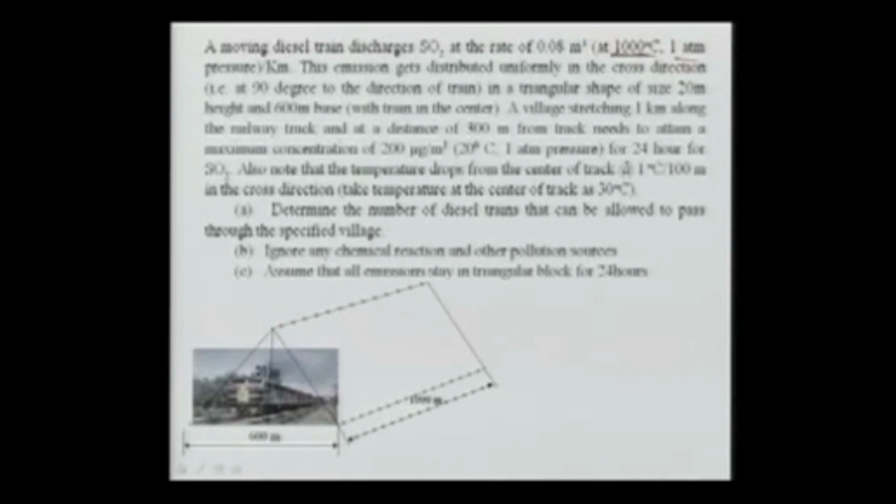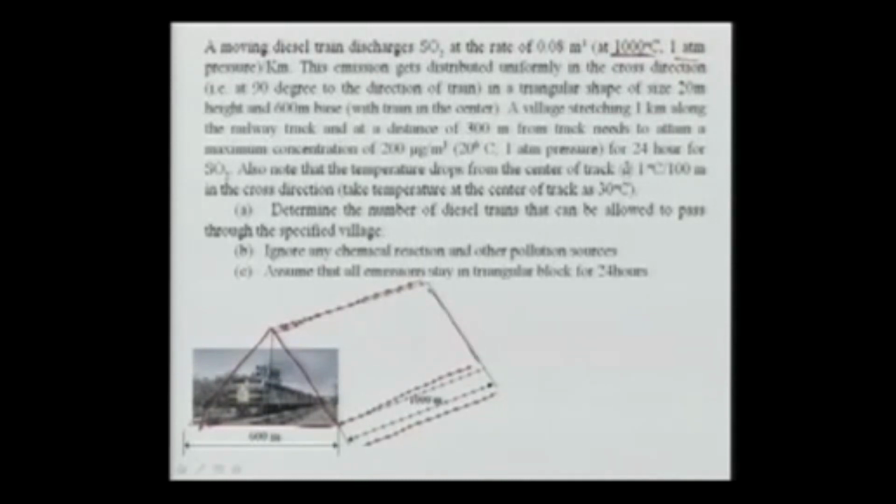The train is passing by a village, stretching 1 kilometer along the railway track and at a distance of 300 meters. Obviously half of the base is 300, so here is the village, and the length of the village, as you see, is 1000 meters. So whatever emission takes place from the diesel engine is completely dispersed in the area which I am redrawing for you. This is the triangular shape, and it is dispersed through the entire area of the village.